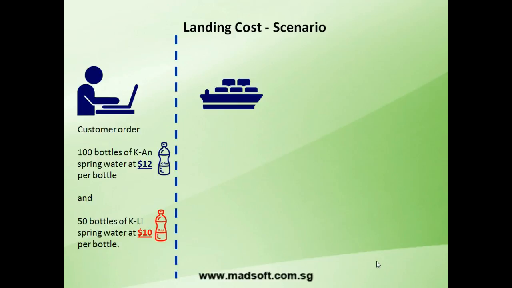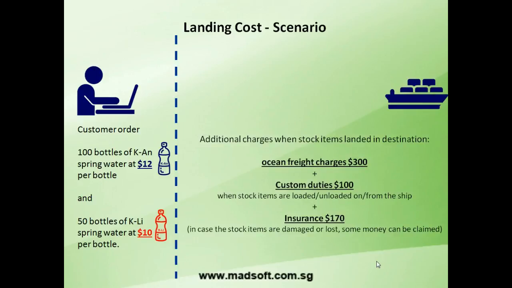In order to have enough stock items to sell, I will need to import from my supplier. In doing so, I incur the following additional charges: the ocean freight charges, the custom duties, and the insurance costs. First, let's take a look at a video of the example of not using the landing cost feature.